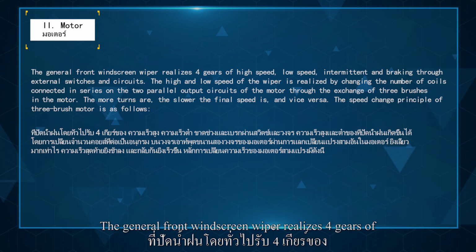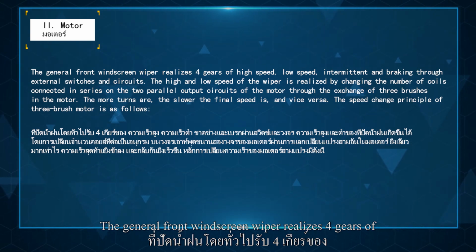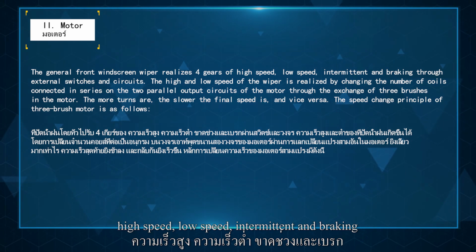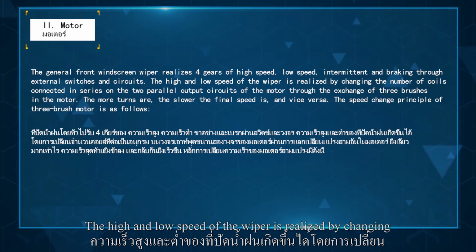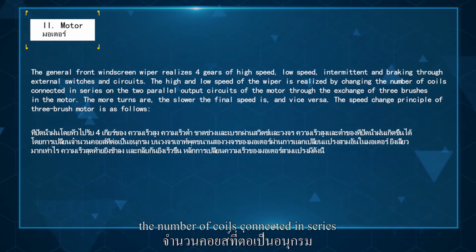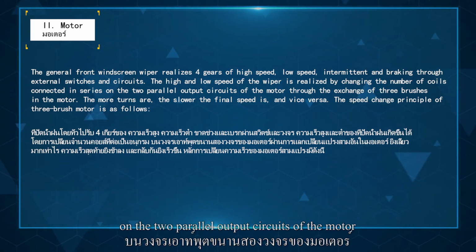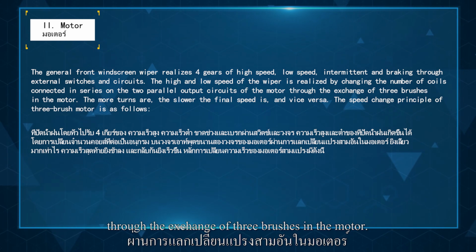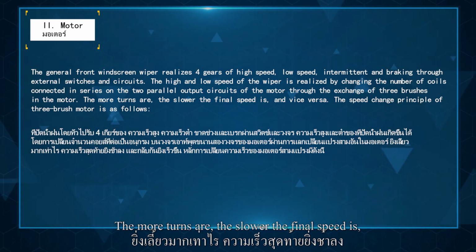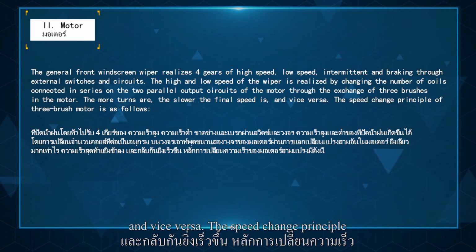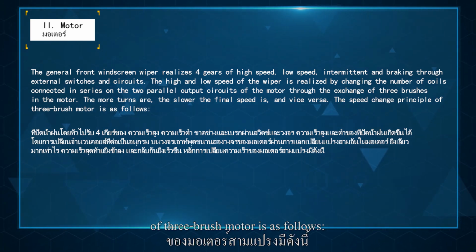The general front windscreen wiper realizes 4 scales of high speed, low speed, intermittent, and off through external switches and circuits. The high and low speed of the wiper is realized by changing the number of coils connected in series on the 2 parallel output circuits of the motor through the exchange of 3 brushes in the motor. The more turns there are, the slower the final speed is, and vice versa. The speed change principle of 3-brush motor is as follows.